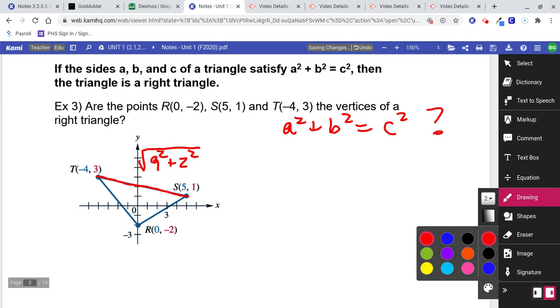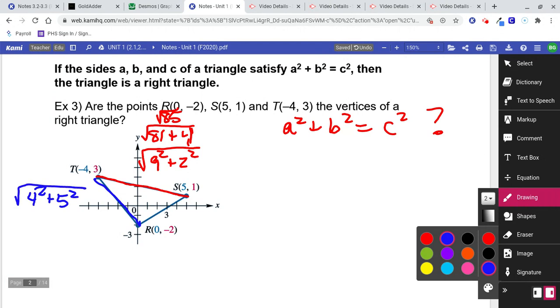Okay, so I'm looking at what? Simplify that. Square root of 81 plus 4 is the square root of 85. So you have to do that for the other two sides as well. So let's look at this one. Look at the x numbers only. What's the distance between the -4 and the 0? 4. Look at the y numbers, 3 and -2. What's the distance between those two numbers? 5.